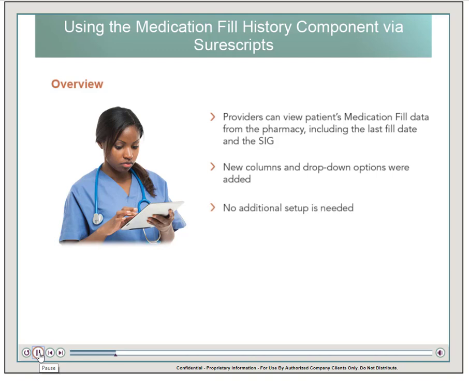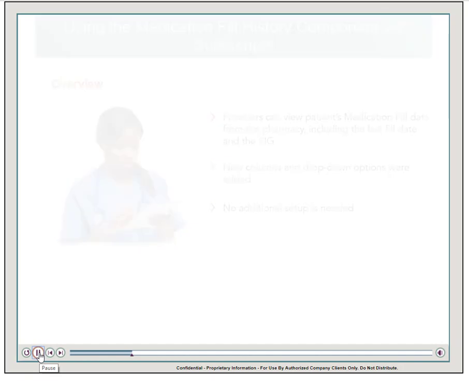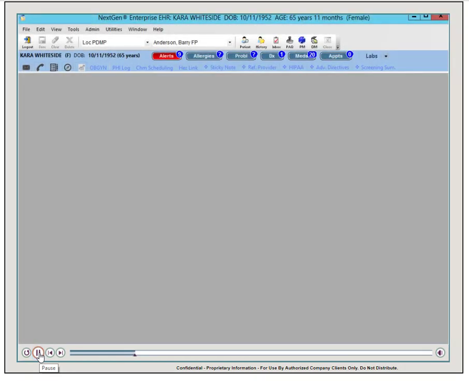No additional setup is needed to view pharmacy fill data, as long as the provider is already enrolled in medication history. Let's take a look at this in the application. With NextGen Enterprise EHR open to a patient chart, click the Medications button.